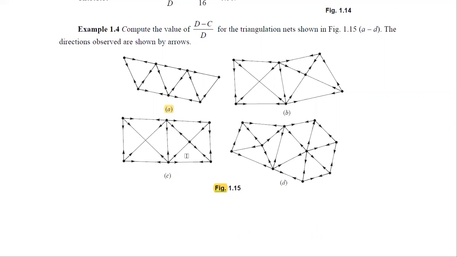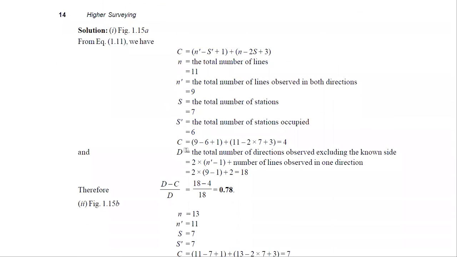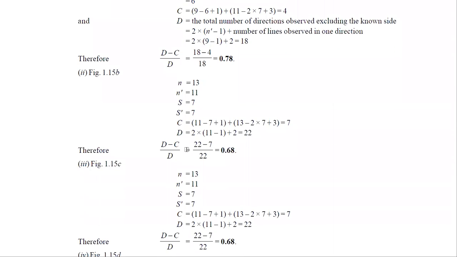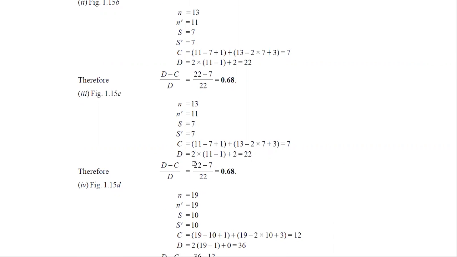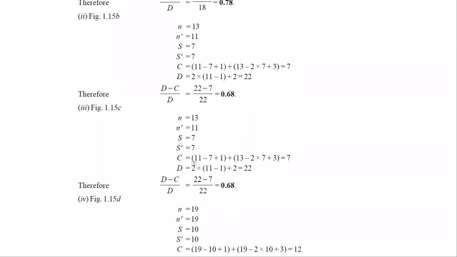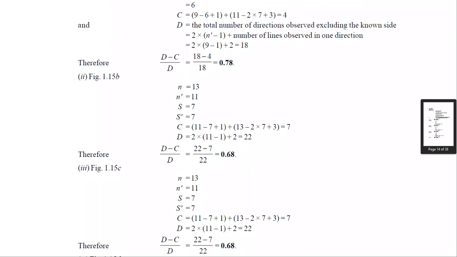Both questions are identical except that here these two lines have not been observed in both directions, they have been observed only in one direction. But the value will remain the same as the previous one. That is N is equals to 13, S dash is equals to 7, and S is equals to 7. So we'll again get the same values. Okay, let's come to the last part.